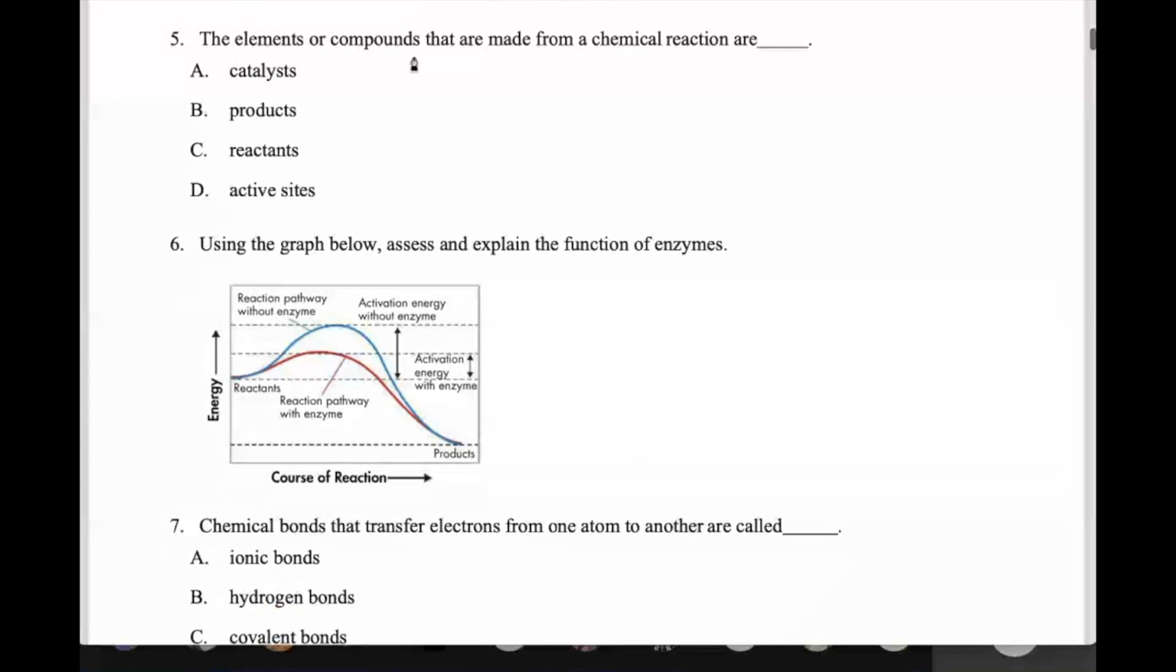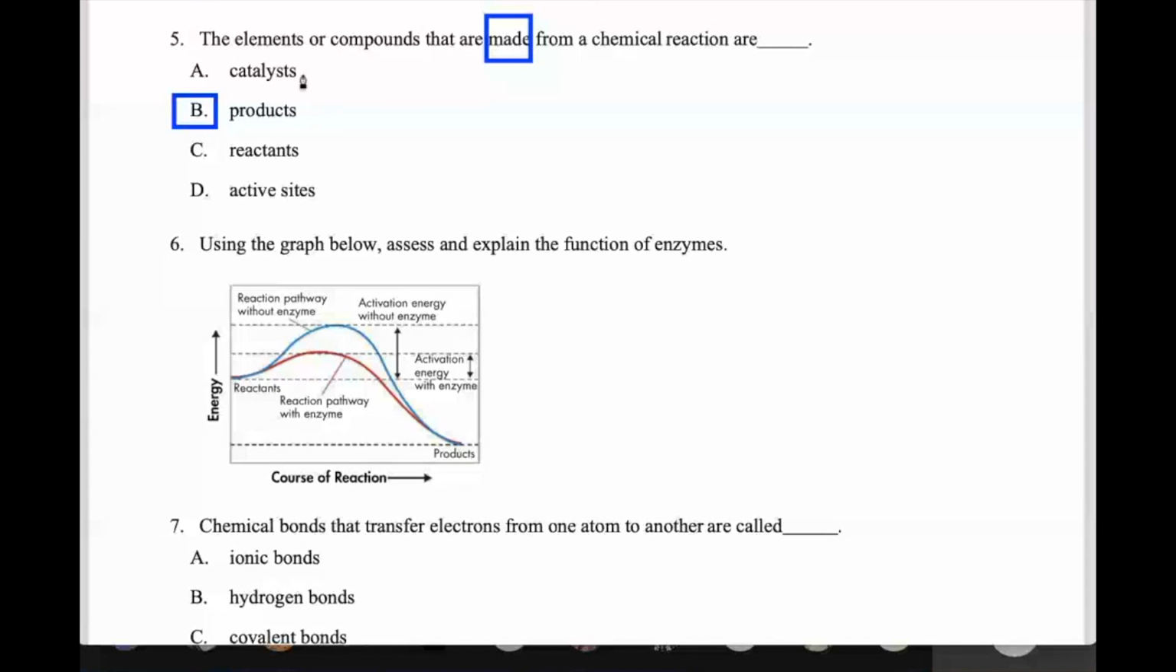The elements are compounds that are made. So who are made? Products. Okay. Good. Let us discuss all these options.